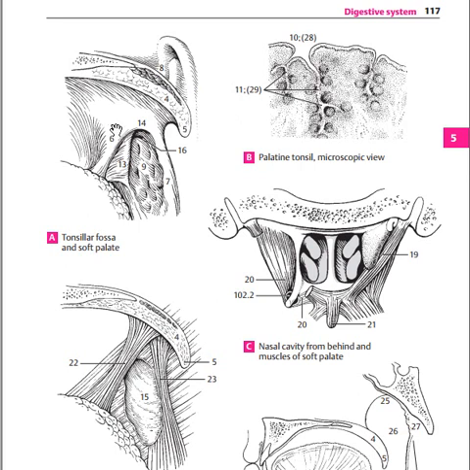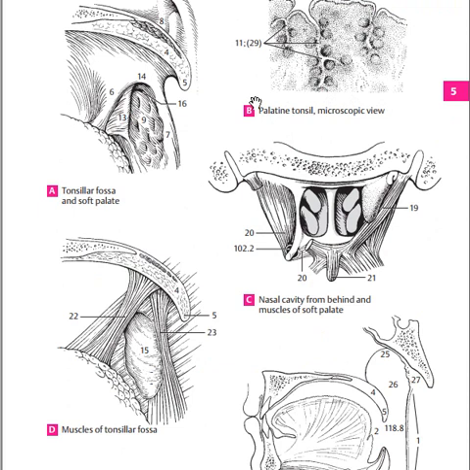So now the next thing to visualize is number 14. Number 14 here is going to be called the semilunar fold. After visualizing it, this now is the microscopic view of the palatine tonsils. On the microscopic view of the palatine tonsils, you have number 10. Number 10 here is going to be called the tonsillar pits.